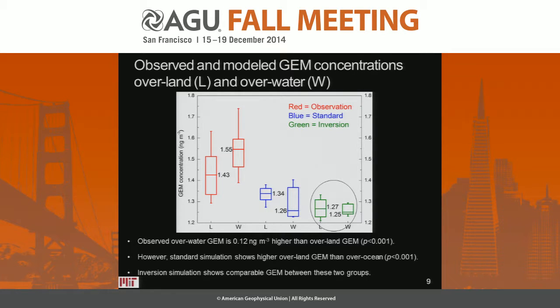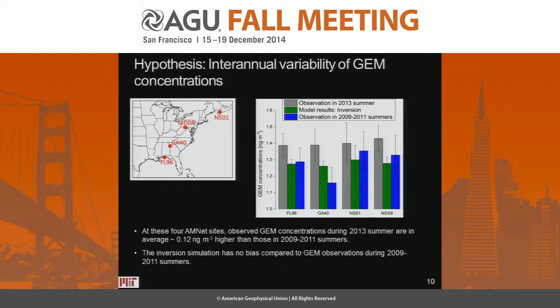Therefore, we can see that the inversion simulation better reproduces the land-ocean difference of GM concentrations from the NOMADSS campaign. However, there is a 0.2 nanogram per cubic meter difference between the concentration level simulated by the inversion case compared to the NOMADSS observation. We hypothesize that the interannual variability of GM concentration can contribute to this difference.